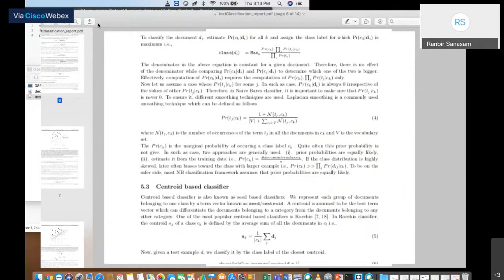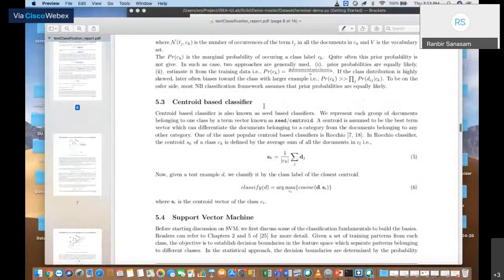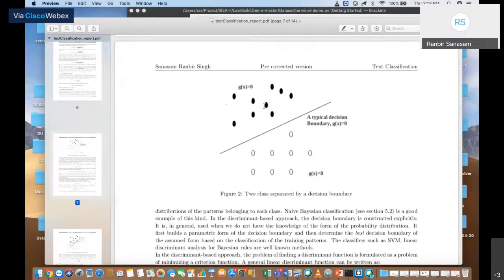A discriminant-based classifier, and the SVM is a binary classifier. It can handle only two classes. You cannot have more than two classes with one SVM. If you have multiple classes, you have to build multiple SVM classifiers and then see which one is dominant and so on. So by a single unit of SVM, you can handle only binary classes.